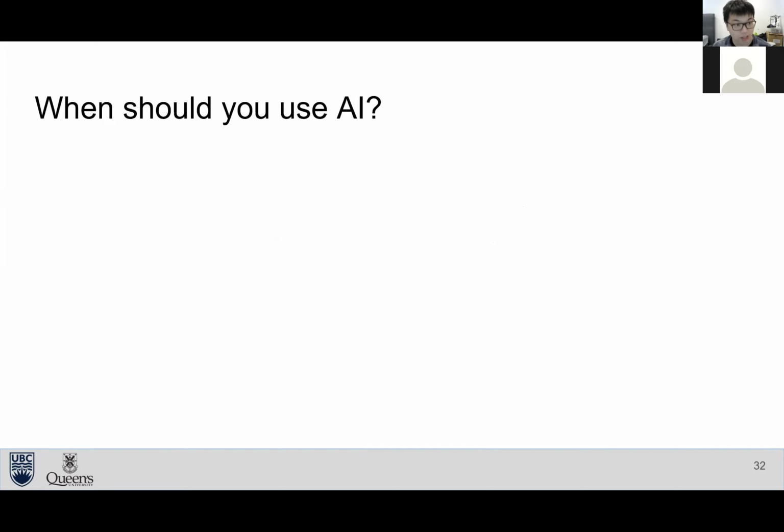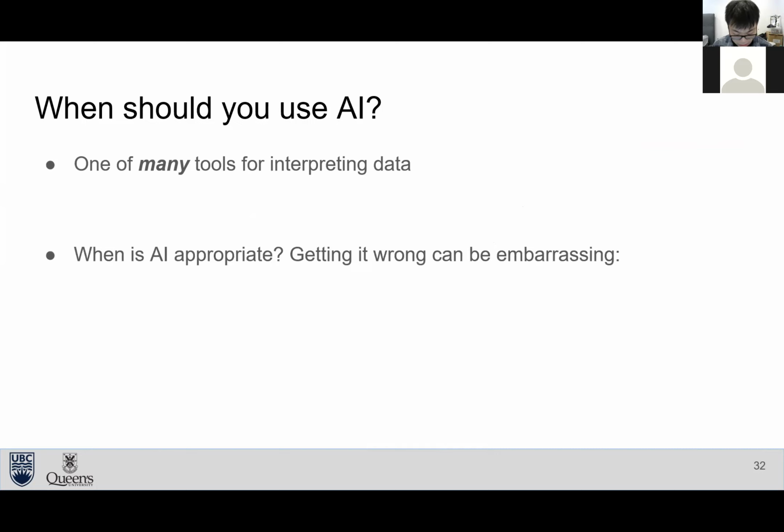So the question is, when should you use AI for an application? Because AI is great, but it's not magic, right? It's one of the many tools we have to interpret data. We have a lot of statistical tools, and AI is one of them. The question is, when is it appropriate? Because AI can get you really high accuracies, but sometimes these are fabricated, and we'll see in some papers later on.